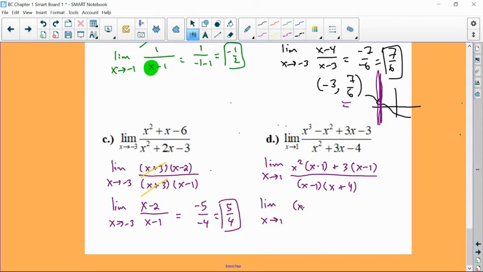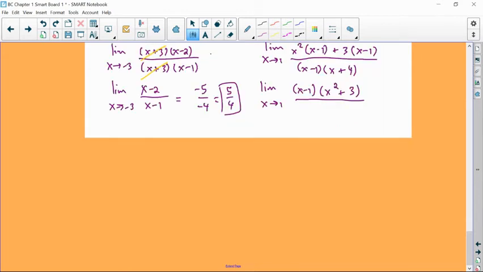You could factor out an x minus 1, and then you get x squared plus 3, all divided by x minus 1, and then x plus 4. And again, I see that these cancel. So now I have an equivalence statement: the limit as x approaches 1 of x squared plus 3 over x plus 4. And as we let x go to 1, we get the numerator of 4, the denominator of 5. So we get a limit value equal to 4/5.